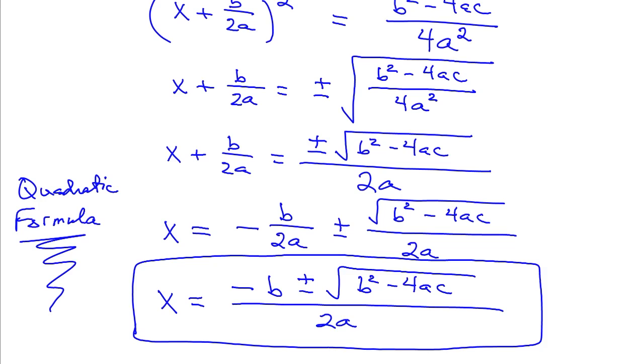So that's how you derive the quadratic formula. You start with the very general version of a quadratic, ax squared plus bx plus c, and then you just complete the square. You end up with the quadratic formula. Of course, you're responsible for knowing the quadratic formula in this class and how to use it. Let's do some examples of that in example 12.